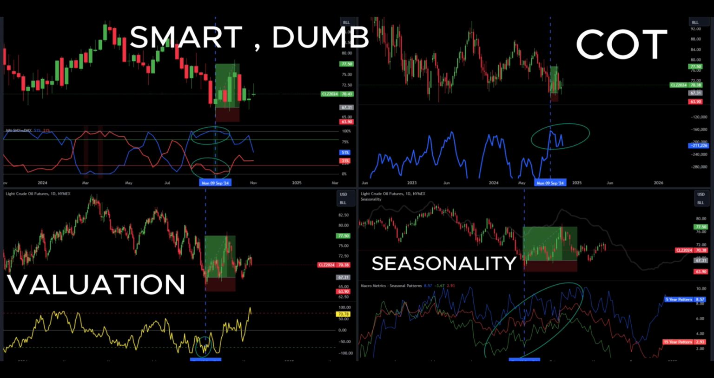Valuation: you compare oil to gold and see that oil is historically undervalued, suggesting there may be room for oil to rise. Seasonality: based on historical data, you know that oil tends to rise in the winter months due to increased demand for heating. This combination of indicators, COT report, smart money, dumb money, valuation, and seasonality, could give you a strong signal to take a long position in oil, especially if it aligns with your risk management strategies.